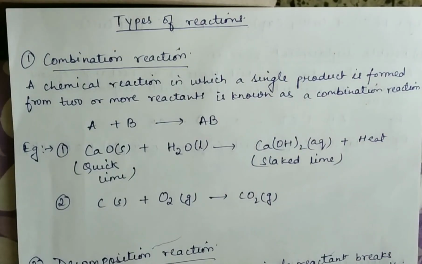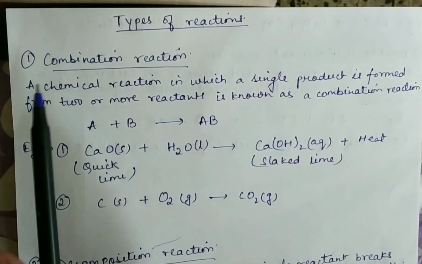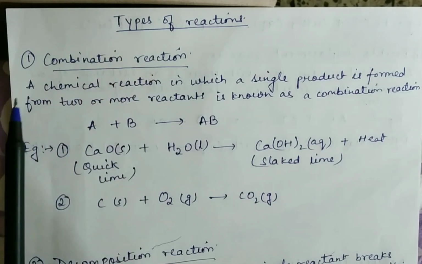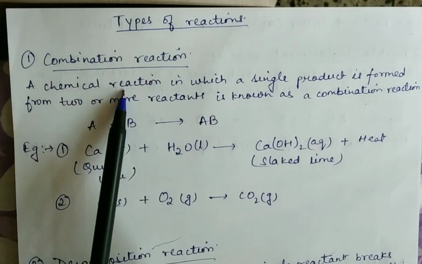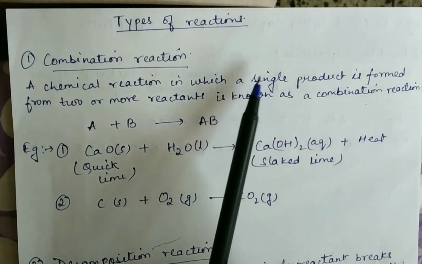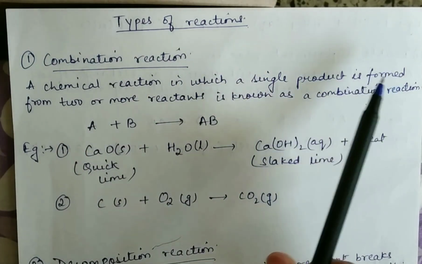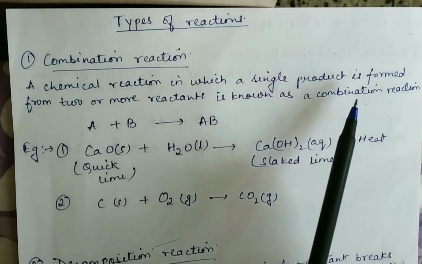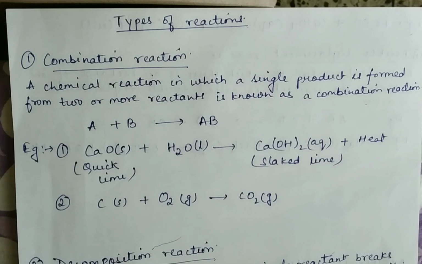So the first one is combination reaction. A combination reaction can be defined as a chemical reaction in which a single product is formed from 2 or more reactants. So you can understand that when 2 or more reactants combine together to form a single product, that type of chemical reaction is known as a combination reaction.